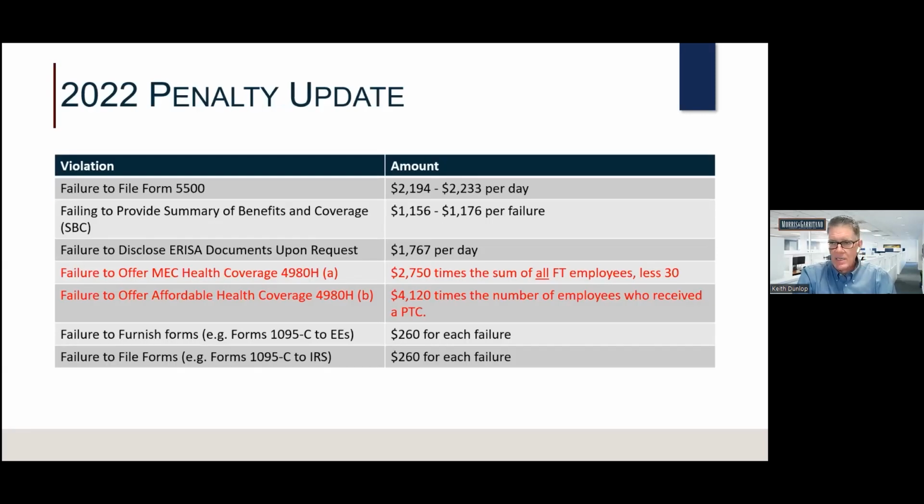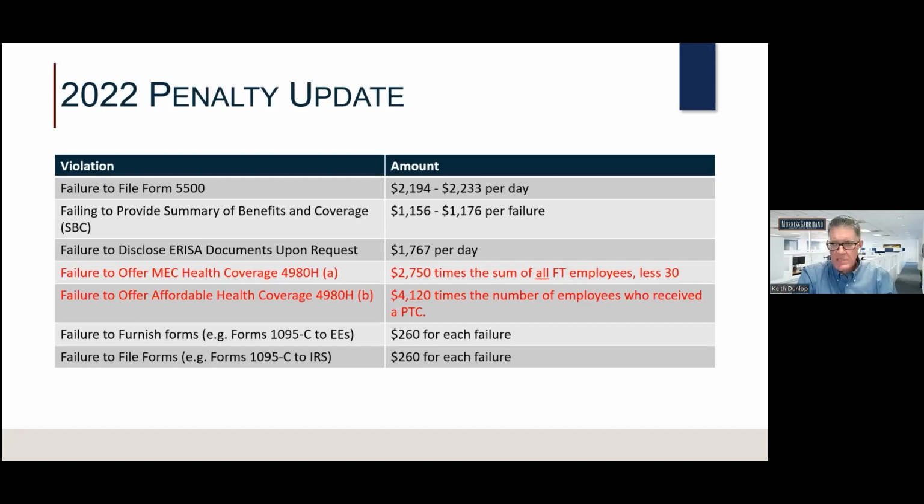A quick update on penalties. Again, I'm not going to go through all of these. I'm just going to focus on the ones related to the ACA. The A penalty for failure to offer coverage is now up to $27.50 multiplied by the sum total of all of your full-time staff less the first 30.